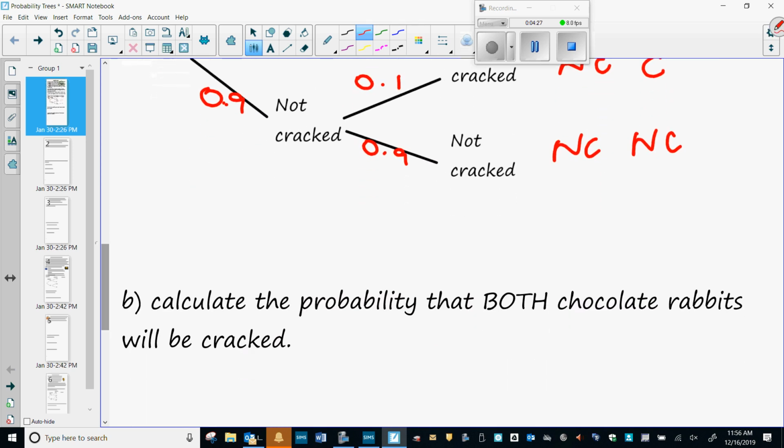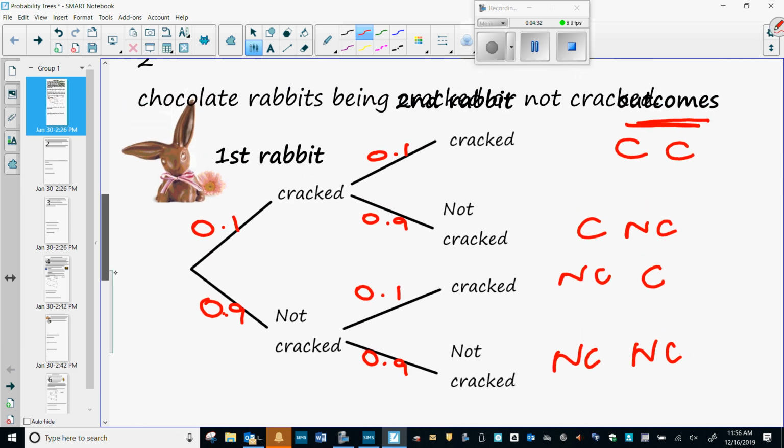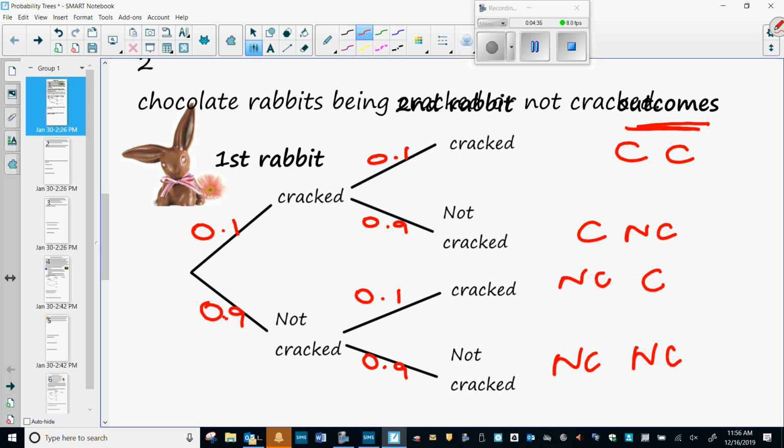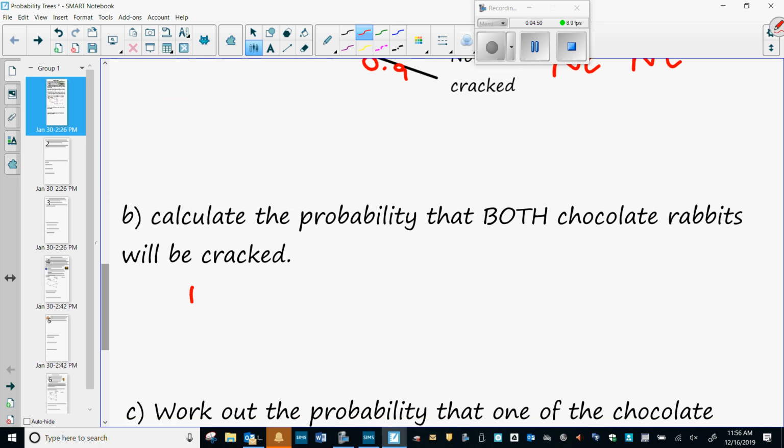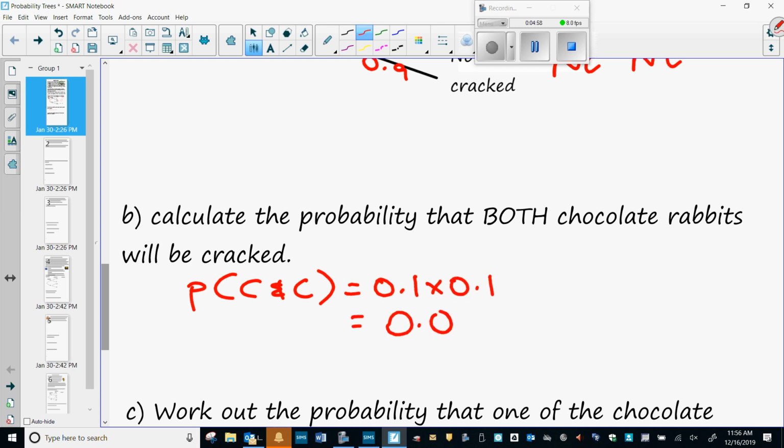B, calculate the probability that both chocolate rabbits will be cracked. So what we do is we go back to our probability tree and we say which options show that they were both cracked. Well, that means cracked and cracked, yes? What did we say about probabilities when there's the and word? Cracked and cracked. What do we do with the probabilities? We multiply them. So we're going to do probability cracked and cracked is 0.1 multiplied by 0.1, which gives 0.01. So there's a very slim chance that both chocolate rabbits will be cracked.